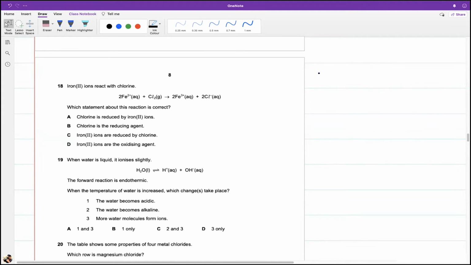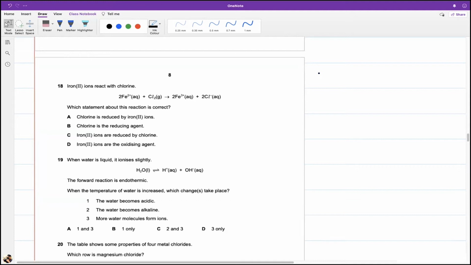Iron 2 reacts with chlorine. Chlorine gas है. This statement about this reaction is correct. All right. So what has happened here? Chlorine has become chloride ion. इसका मतलब है आयरन ने उसे इलेक्ट्रॉन्स दे दिए हैं. So that means chlorine is reduced by iron 2.